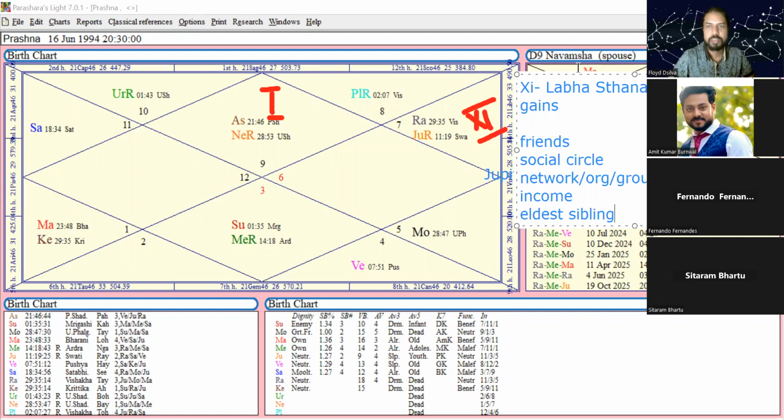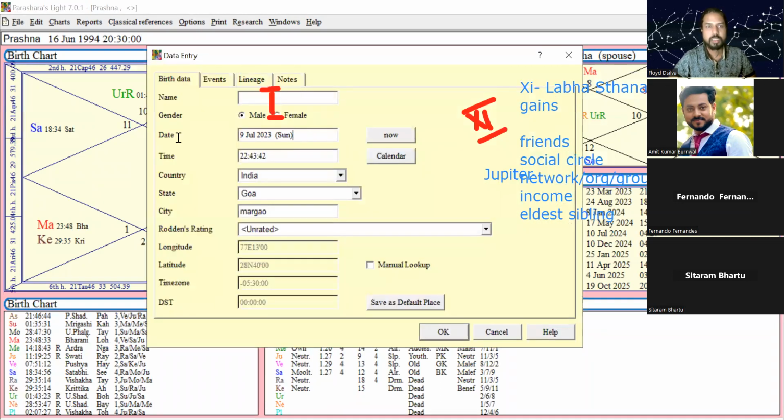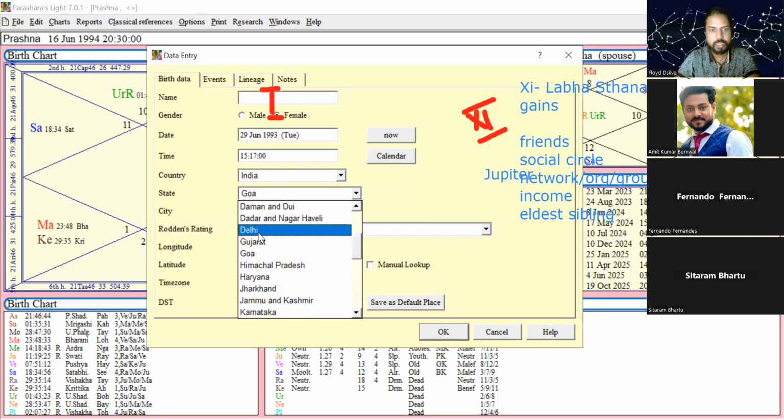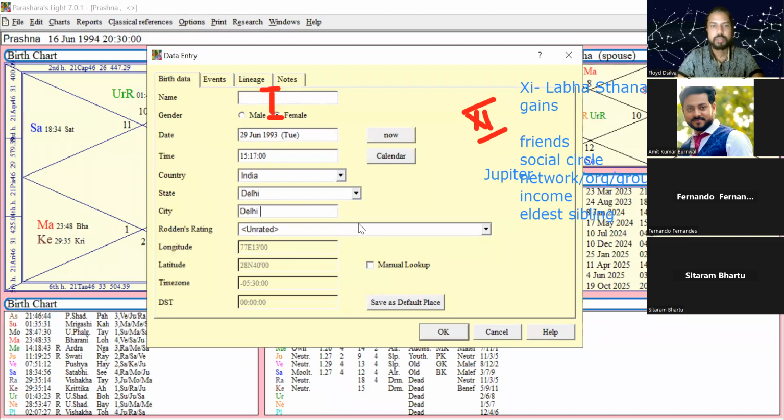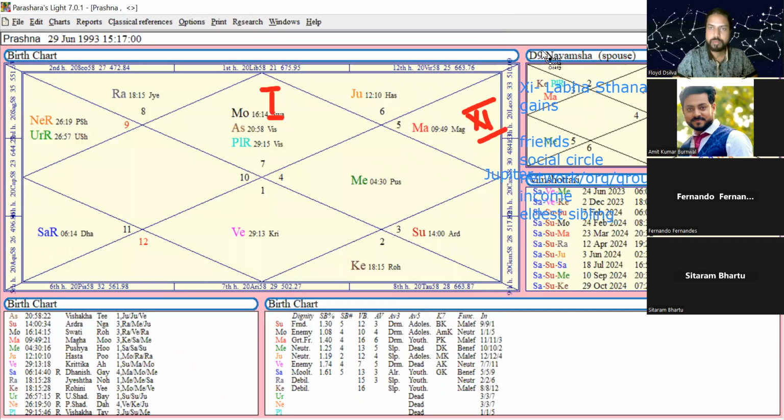Okay, I'll give you one more chart. 29th June 1993, female, time 15:17, and the place is Delhi.